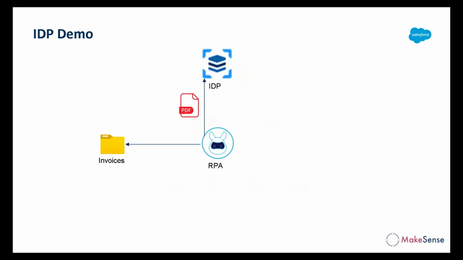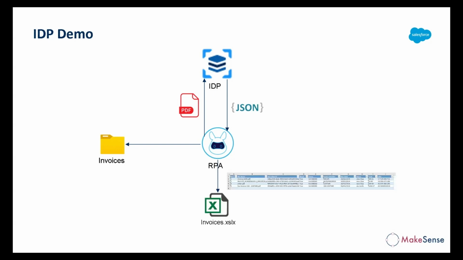MuleSoft IDP will use its pre-trained AI models to extract the data from the PDF files and send it back to MuleSoft RPA as structured data. And MuleSoft RPA will use this structured data to populate the Excel file.